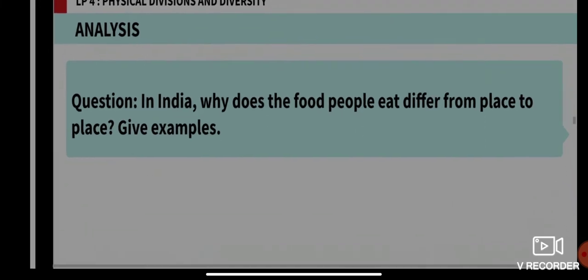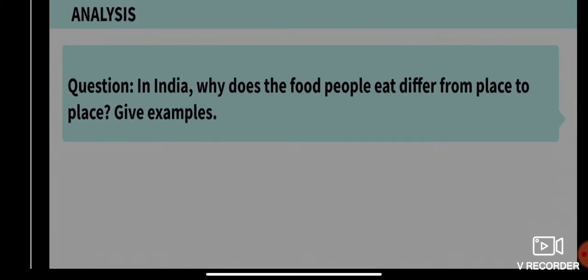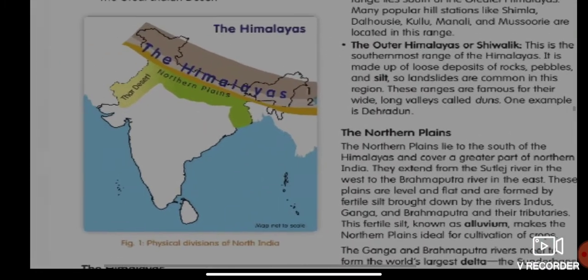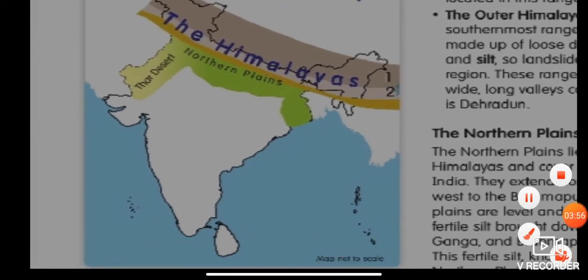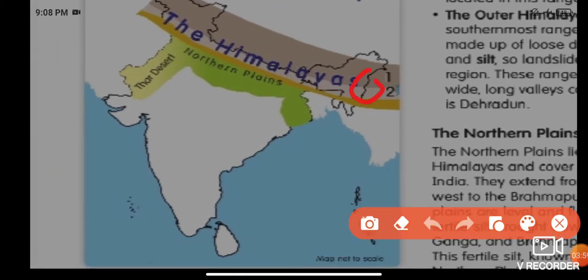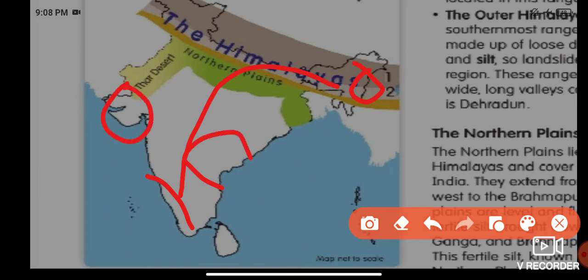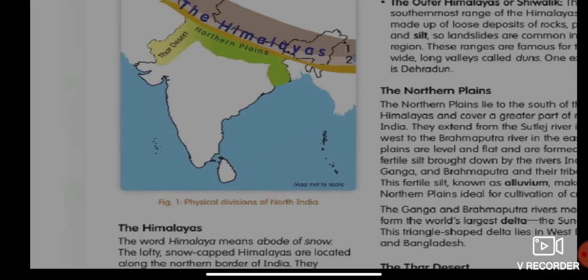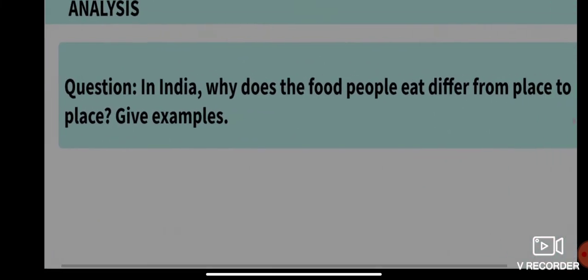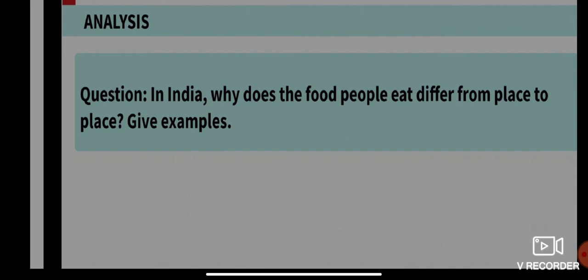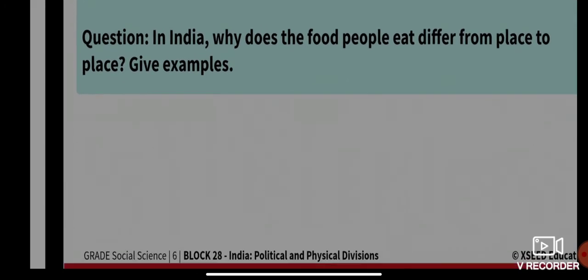All right. So in India, why does the food people eat differ from place to place? Give example. Let me just give you one example. Not in every place of India will you find that people eat the same kind of food. Say, for example, the food that people eat in Nagaland may be different from that of people in Kerala, or Andhra Pradesh, or Gujarat, or Bihar, right? So why does it happen? Why does the food people eat differ from place to place? You have to give example for that.